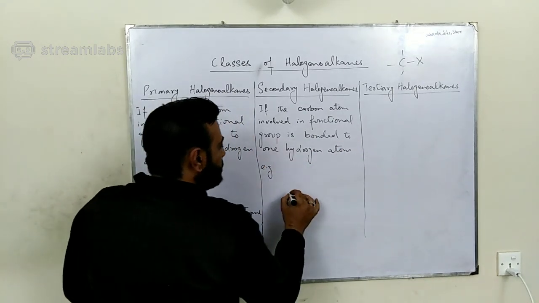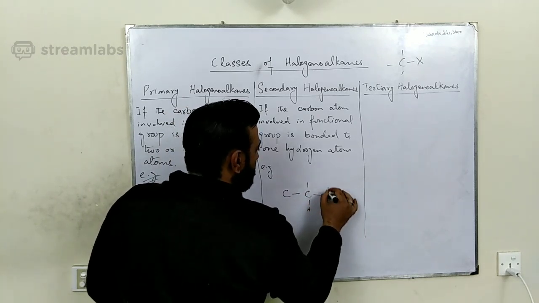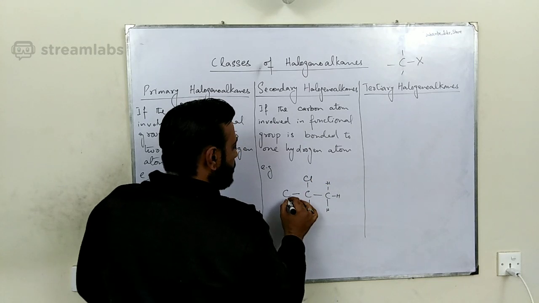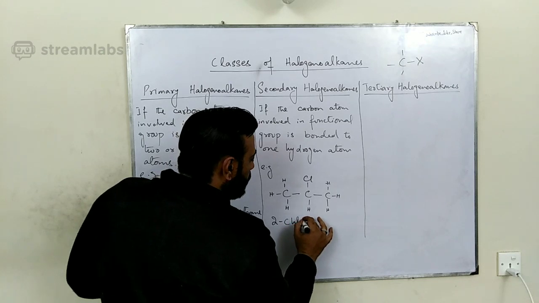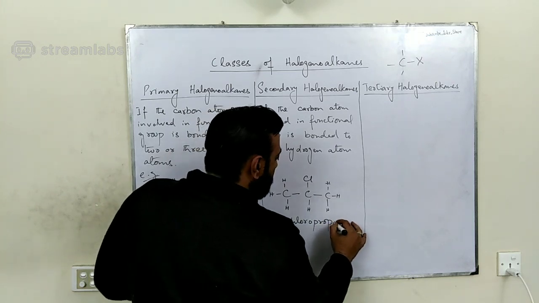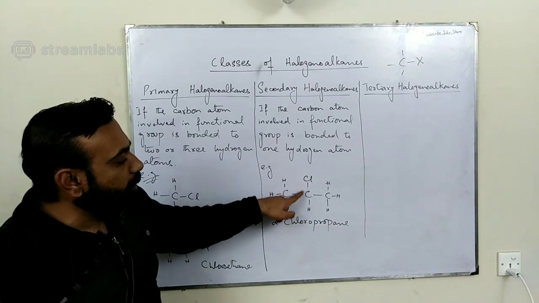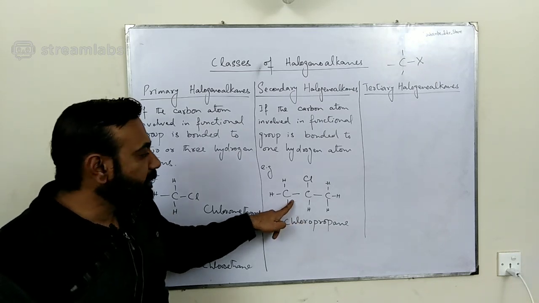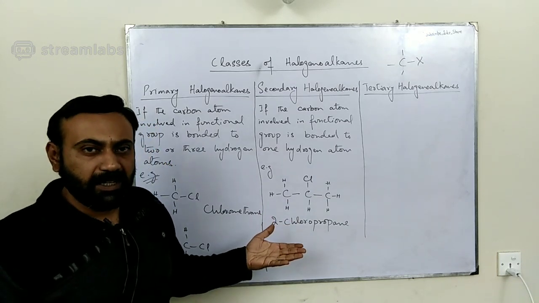For example, this is a compound. Its name is 2-chloropropane. Now, if you look at this compound, the carbon atom which is involved in the functional group is bonded to only one hydrogen atom. On the other two sides, there are carbons. So this means this halogenoalkane is a secondary halogenoalkane.